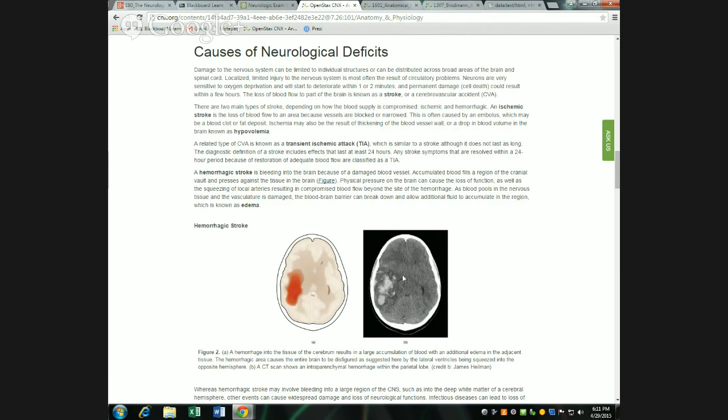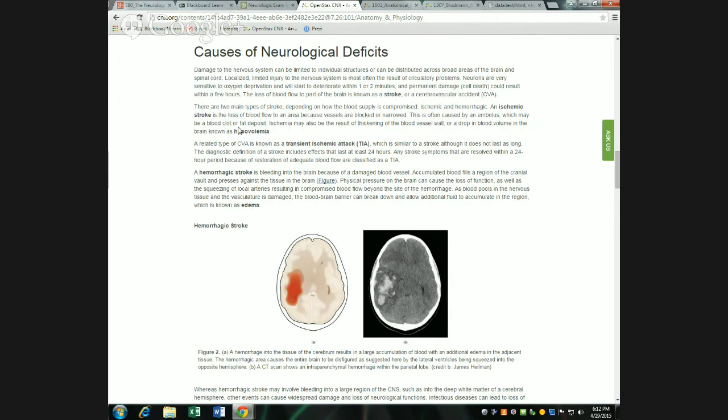But here's a couple of pictures showing a site of hemorrhagic stroke. So blood accumulation here in an MRI image. And then this is just a computer enhanced image showing the accumulation of blood in a certain area, colored so that you can kind of pick out the blood there. But it's basically this area here that's compromised.